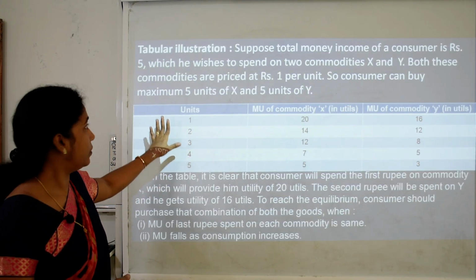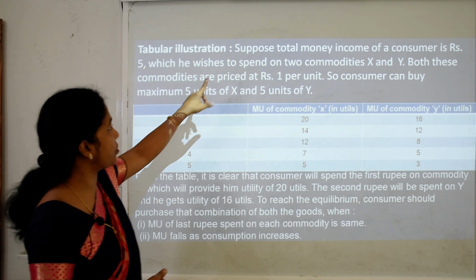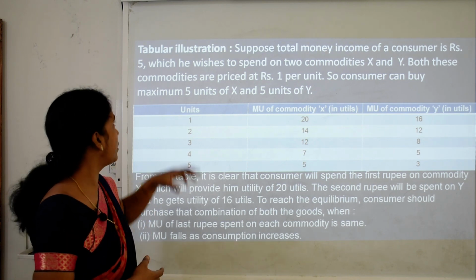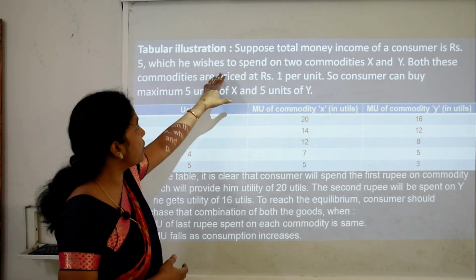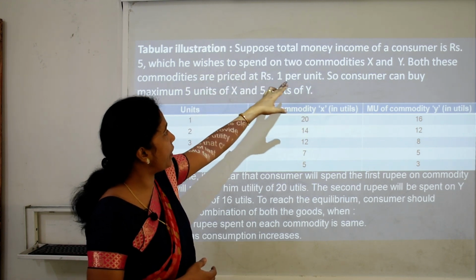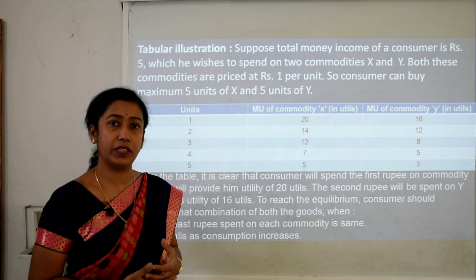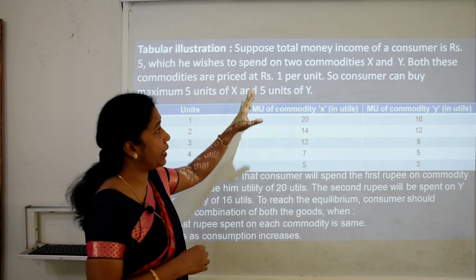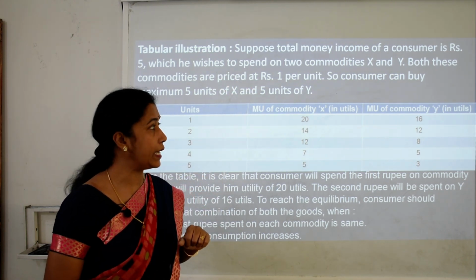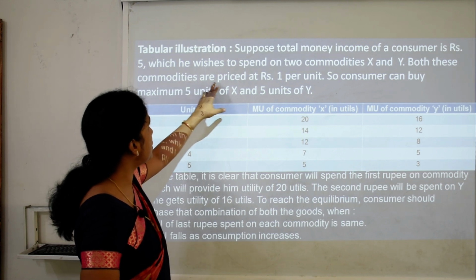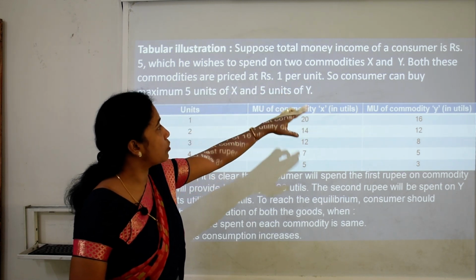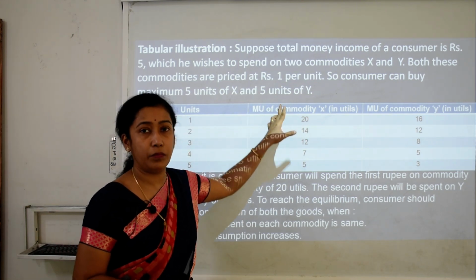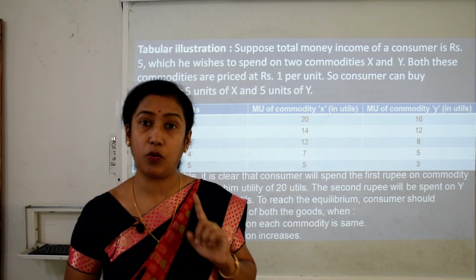Now let us understand this with the help of this tabular presentation. Suppose the total money income of a consumer is rupees 20, which he wishes to spend on two commodities, x and y. Both commodities are priced at 1 rupee per unit. So the consumer can buy a maximum of 5 units of x and or 5 units of y. That means the prices of both commodities are 1 rupee each.